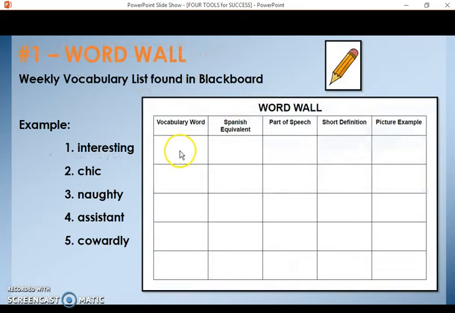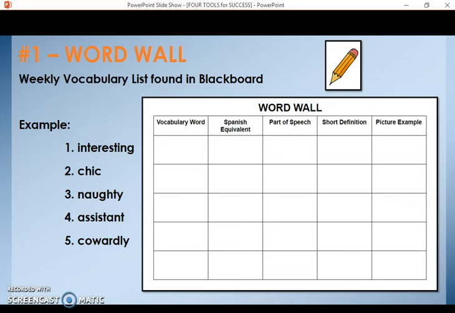Sorry about that. What you'll do is here, where it says vocabulary word, all you'll do is type in the word. So for instance, number 1 is interesting. You will type interesting in that box just exactly as it's found on your vocabulary list. If you go on over to the next column, we have something that I'm calling the Spanish equivalent. So if it helps you to make a connection between the word as it is in English and its Spanish translation, then you may, this column is optional. You may put the Spanish word for interesting in that second column.